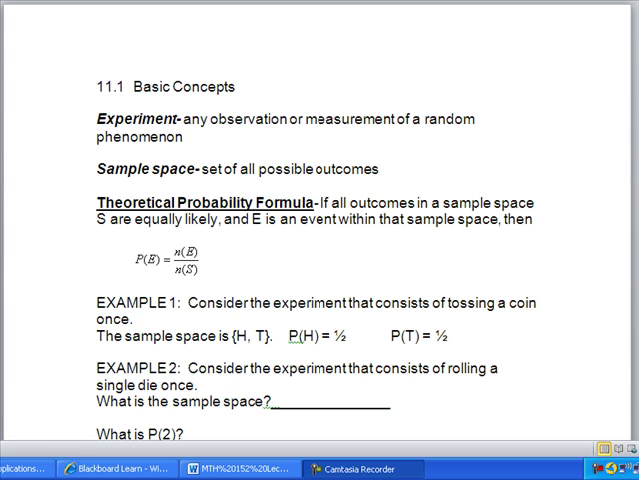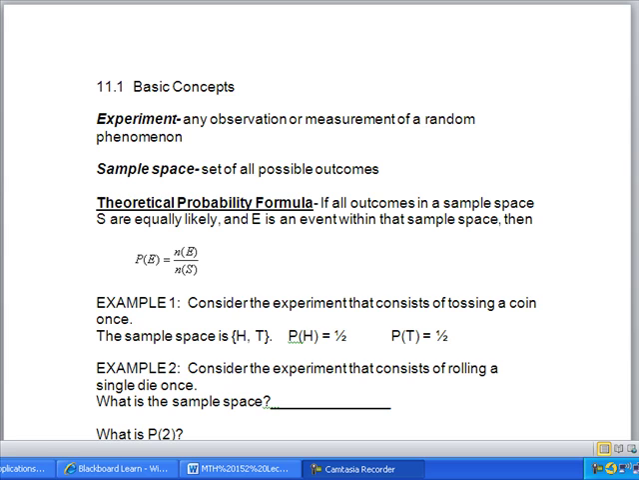An experiment is any observation or measurement of a random phenomenon. For example, you may look at a class of students and you may be measuring their heights. That would be a measurement. Or you may observe that some students are males and other students are females. So you may record the number of each gender. So these would be examples of experiments.